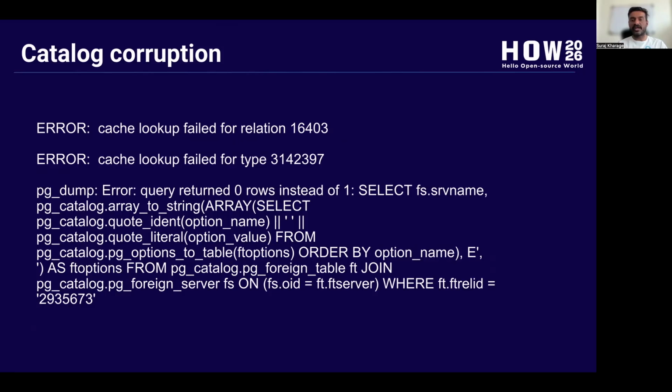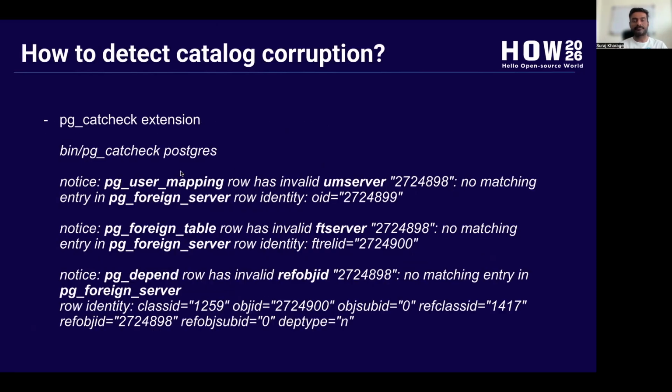And recently we found one example of catalog corruption while taking a pg_dump. This is the third example that I have put here, and it involves breaking the FDW things. We don't have an entry for the foreign server, but we have the respective entries for the user mapping and the foreign tables. So catalog corruption looks like this while taking the dump. So how can we detect this catalog corruption and fix it? That is the question here.